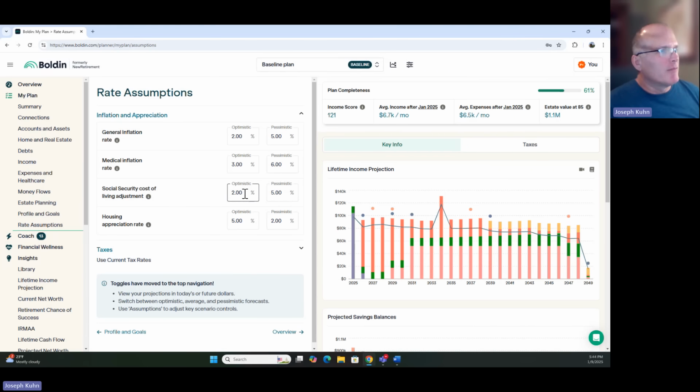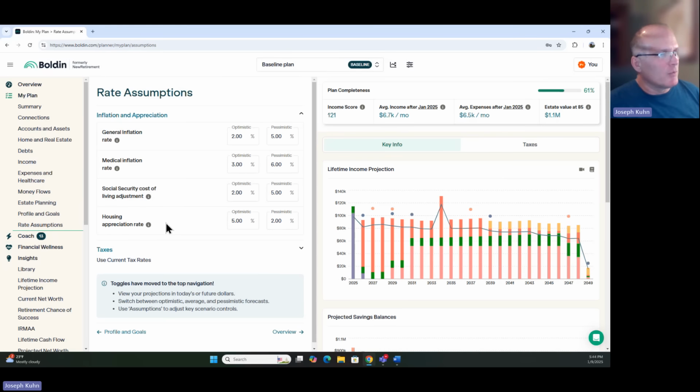But folks, Social Security and general inflation run together. You're not going to have 2% general inflation and get a 5% Social Security bump. That's not going to happen. So make sure you put Social Security in here correctly. It should coincide with the numbers up here in general inflation. So 2 and 5, 2 and 5. Very common error. Don't make that mistake.